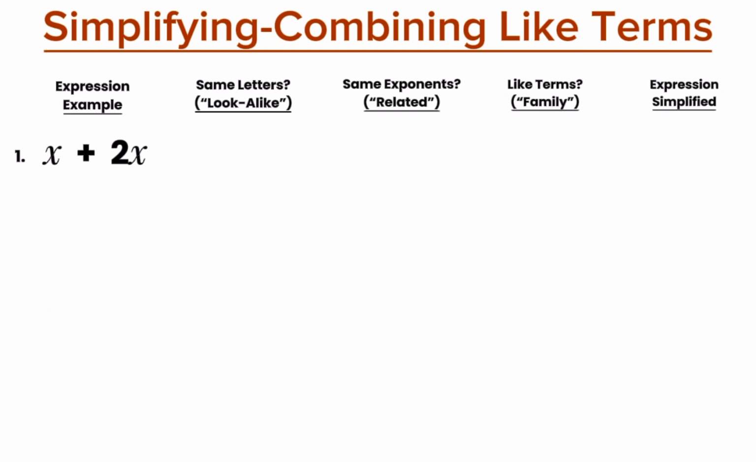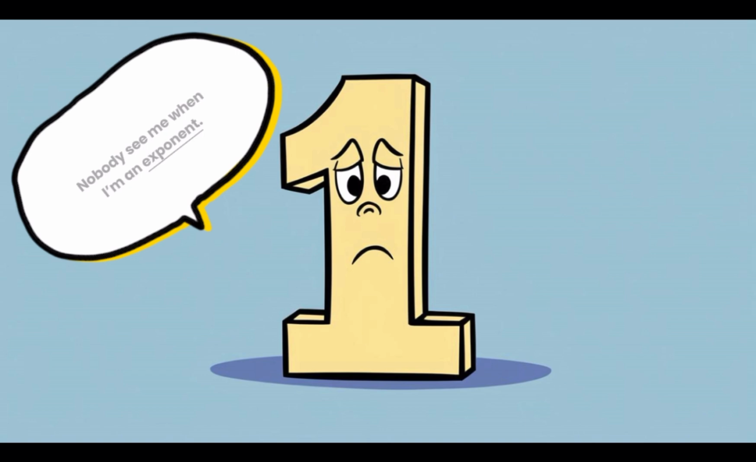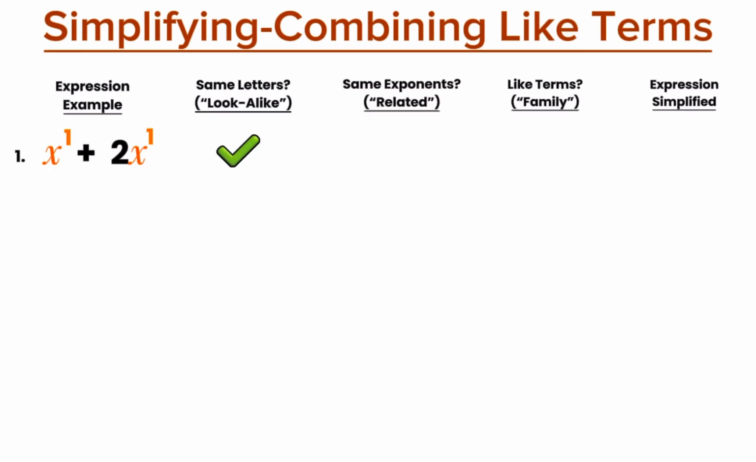With x plus 2x, both terms have their letter x as their unknown variable. Also, both letters have the same exponent, which is 1. Any number to the power of 1 is itself. Therefore, the number 1 stays invisible. Since x plus 2x have variables with the same letter and exponents, that means they are like terms. So when simplified, x plus 2x is equal to 3x.